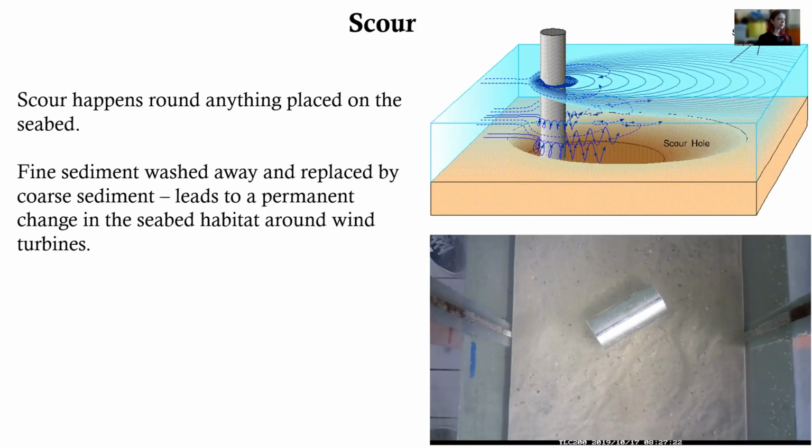So scour happens if you place anything on seabed, doesn't matter what it is. It could be a wind turbine, it could be a cable, anything literally will create scour around it. It's a change of the currents around the object, basically scours the sediment around it. There's a nice little video here. This was an experiment done by a previous KESS student at Bangor University in Ocean Sciences. He's kindly sent me this video. We'll see if it works.